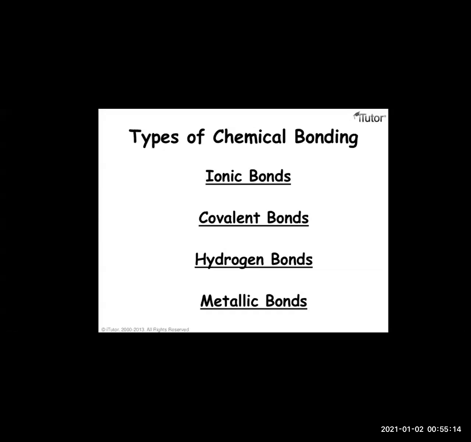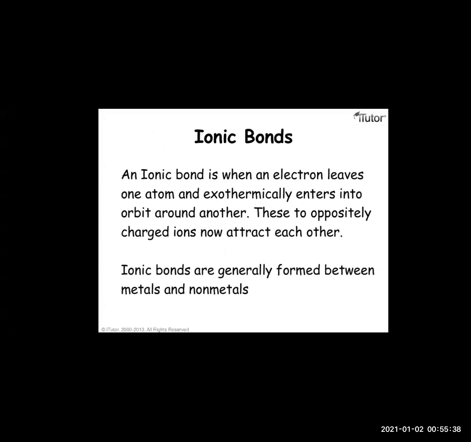There are four types of chemical bonding: ionic bonds, covalent bonds, hydrogen bonds, and metallic bonds. In your course, only ionic bonds and covalent bonds are there. Hydrogen bonds and metallic bonds are not there, but still I would like to give some information about them. So let's see the ionic bonds. What are ionic bonds?